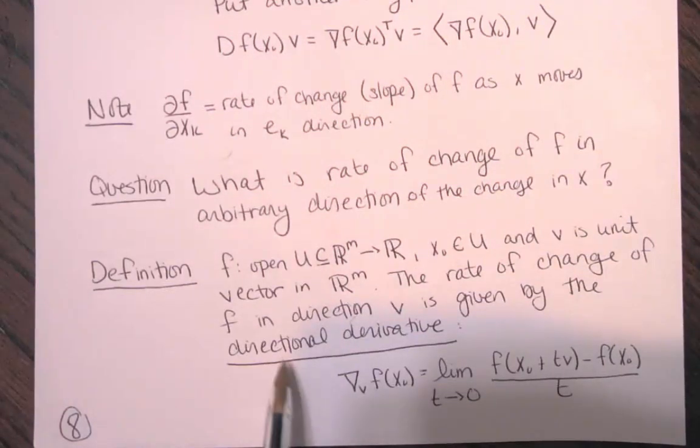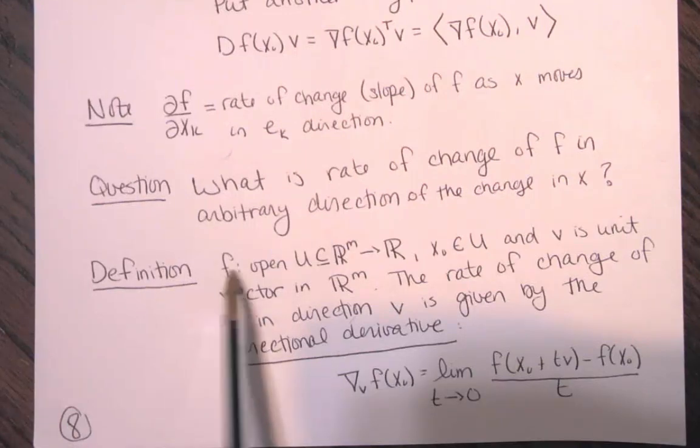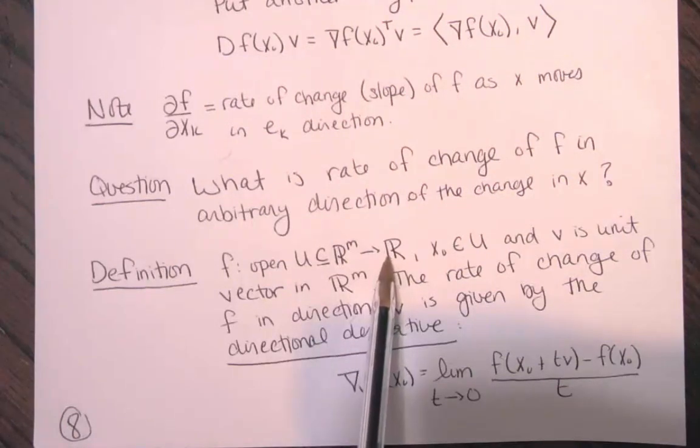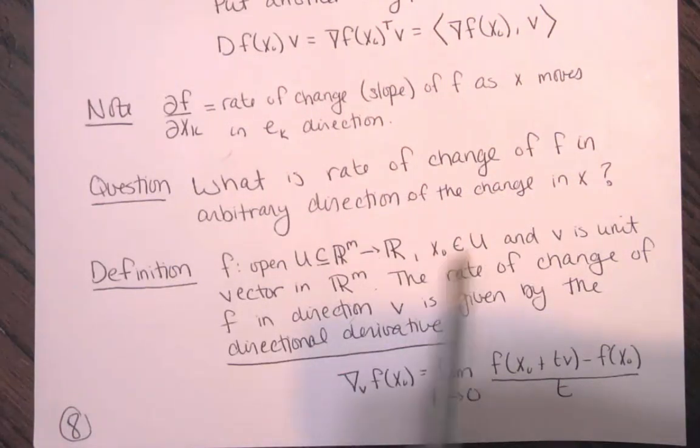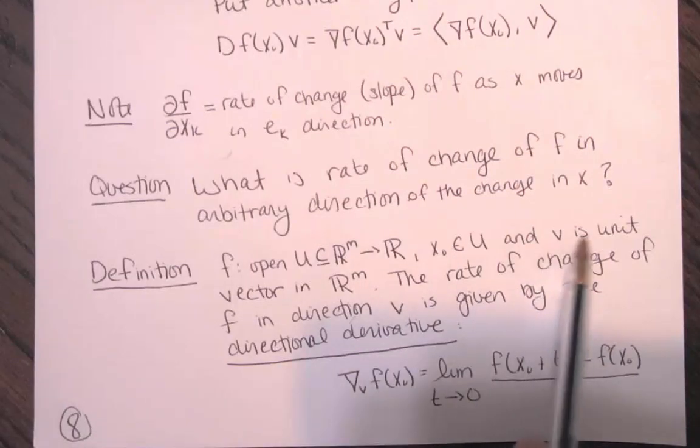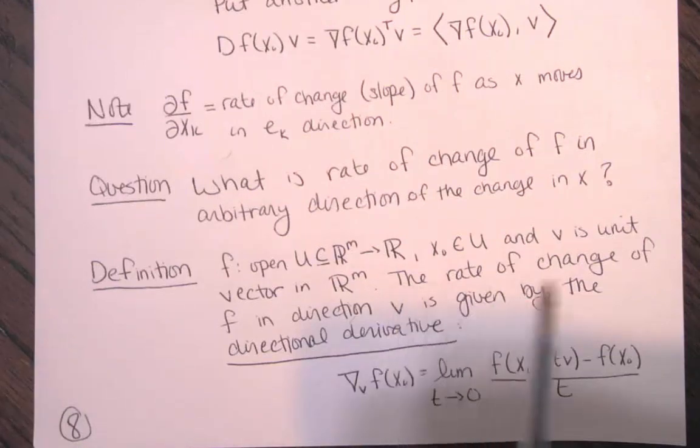Well, that's given by the directional derivative, which is precisely that. If f maps to R, x naught is in the domain, and v is a unit vector. Of course, we don't want its size to pollute what we think our rate of change is, so we just keep unit vectors. Then the rate of change of f, specifically as x moves in the v direction, is given by the directional derivative.